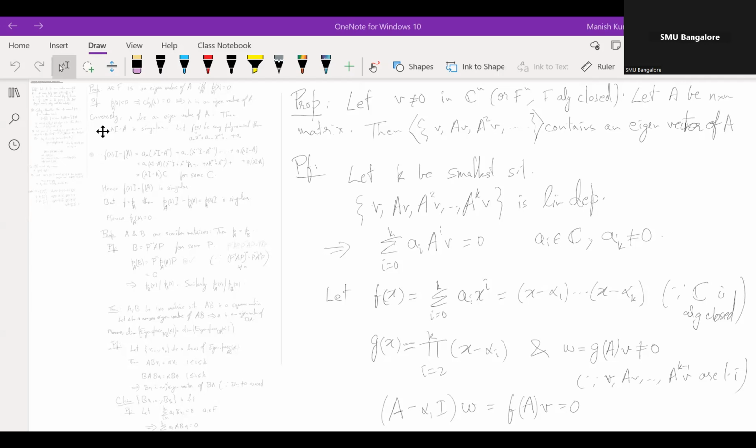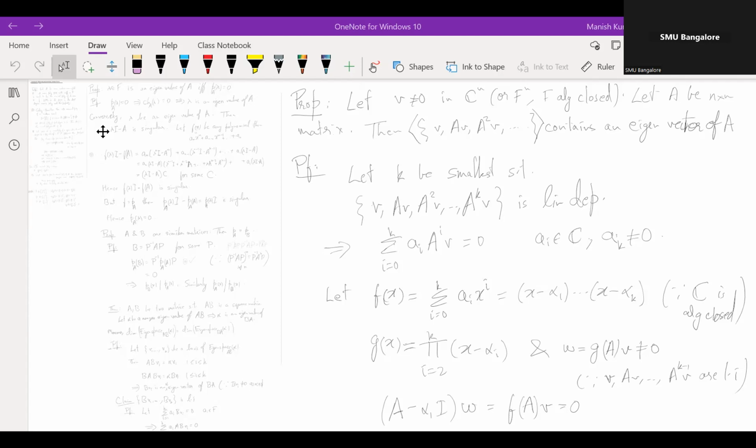Now look at this polynomial f(x) equal to the sum of a_i times x to the power i. This a_i is the same as the a_i chosen above. Of course, this is a polynomial of degree k, because a_k is non-zero. So you can factor it over an algebraically closed field, such as C, as a product of k linear factors. It may have repeated roots. I'm not saying that alpha 1 to alpha k have to be distinct, just that it will have k linear factors.